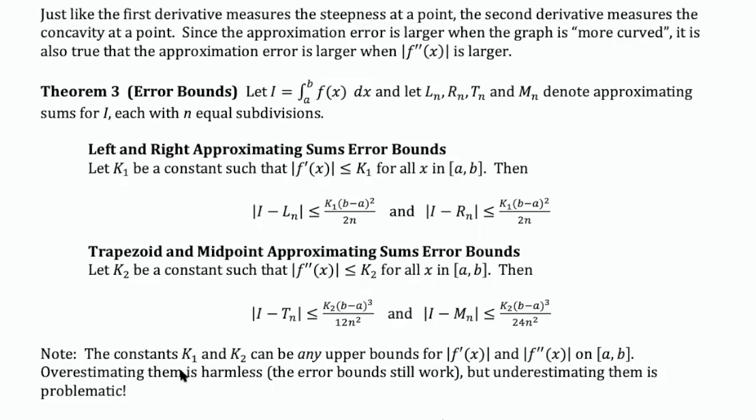But note, the constants that you choose, because like I said, we're going to choose those, can be any upper bounds. If you overestimate, the error bounds are still going to work, but your error bounds aren't going to be as good. So generally speaking, you want to pick the lowest constant you can that does the job. You do not want to underestimate with your constants, because then these error bound theorems do not work.